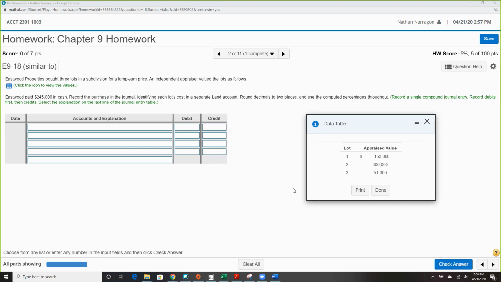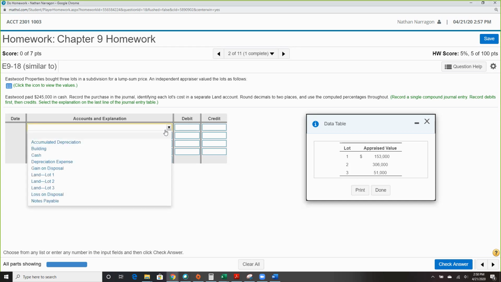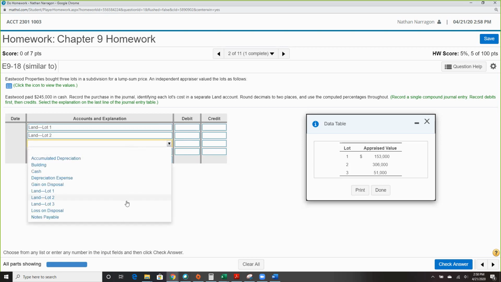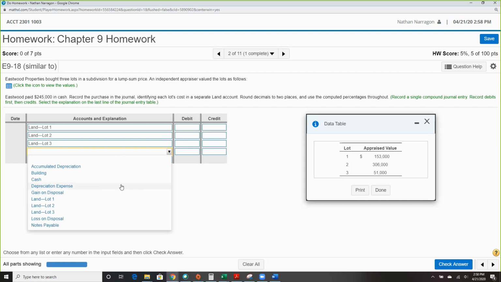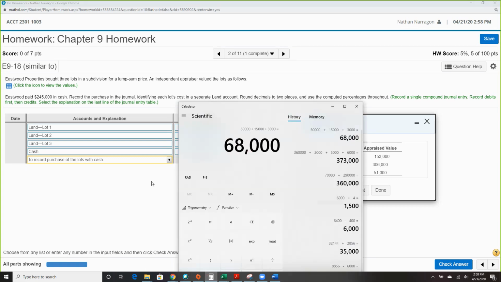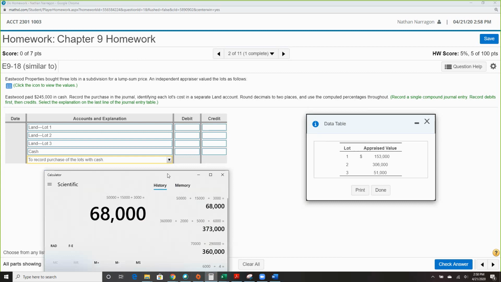So, we already know this. We're going to construct a journal entry. So, each one has, of course, they're separate. And, of course, the cash paid is going to be our credit. And I have the explanation for the answer. Now, here comes the allocation. Alright. This is going to be fun to show y'all. But first thing that we have to do is figure out the total appraised value.